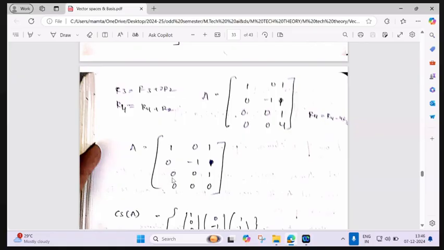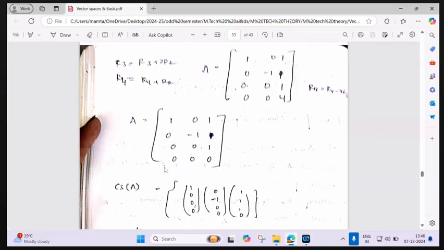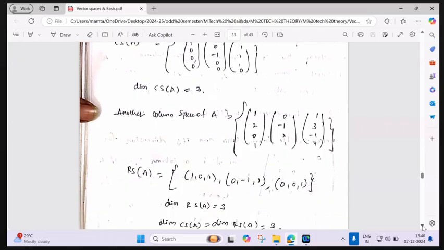Now, column space. How many vertical columns do you have in this? 1, 2, 3. There are 3 vertical columns. I'll show you one more example where there are 5 vertical columns, but they are combinations of any one. So you will take the unique one, which is linearly independent in nature. Here, all the 3 are different, so we are taking all the 3. They are independent vectors, so I am taking 3. 3 elements are there in the column space.